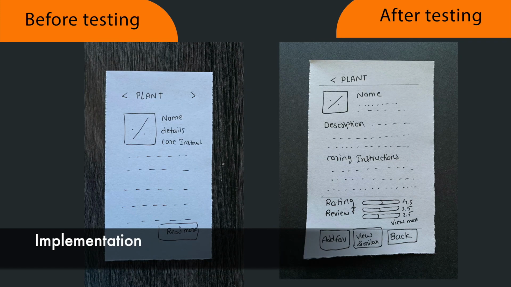We made changes on the complete description of the plant screen with multiple options like plant description, plant image, plant caring instructions, plant rating, as well as reviews. Then the user has three different options: back, add plant to favorites, and view similar plants.